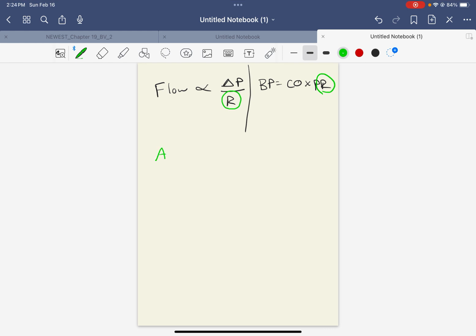If we add resistance, so if I increase resistance in a vessel, what is its effect on flow? Remember, resistance, if I add it here, it's inversely related to flow. So if I add resistance, it will decrease blood flow.